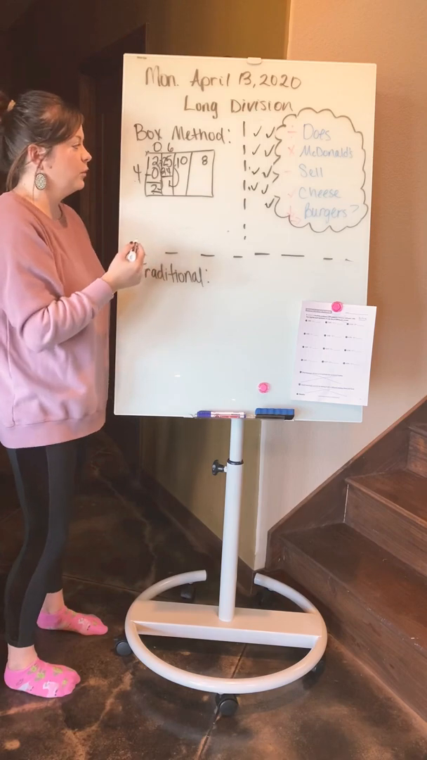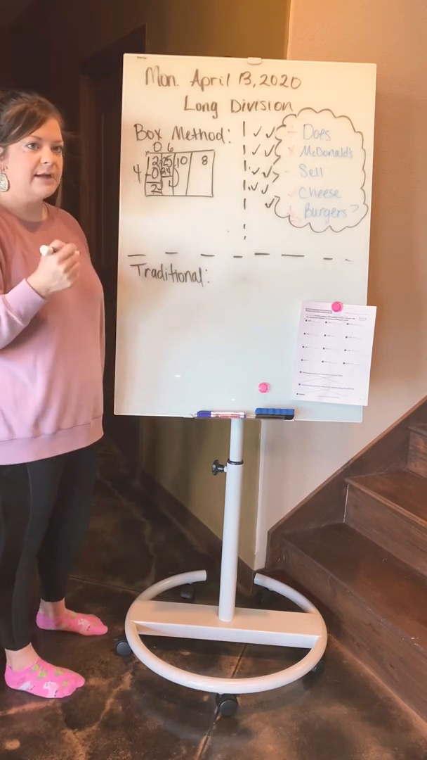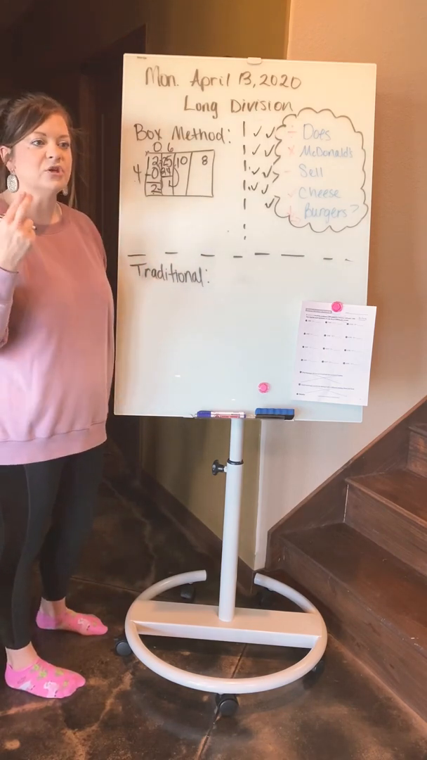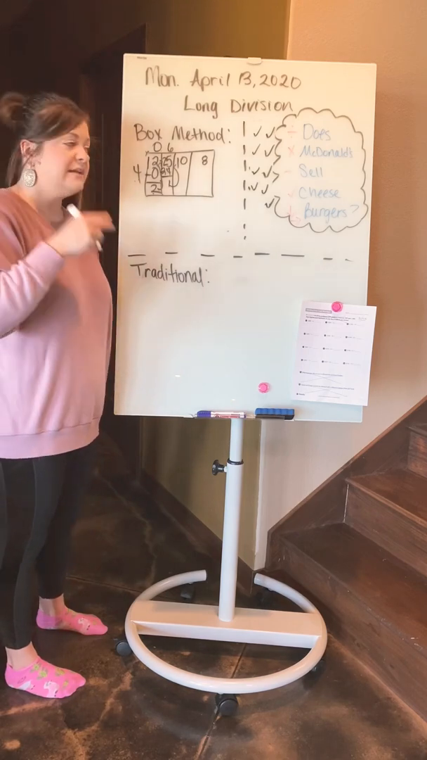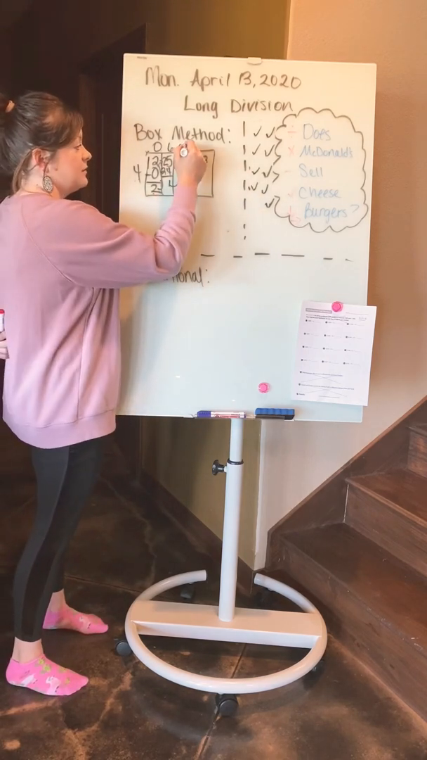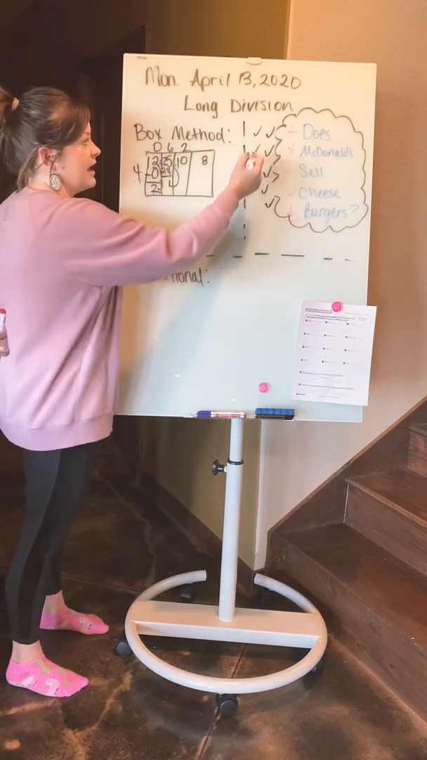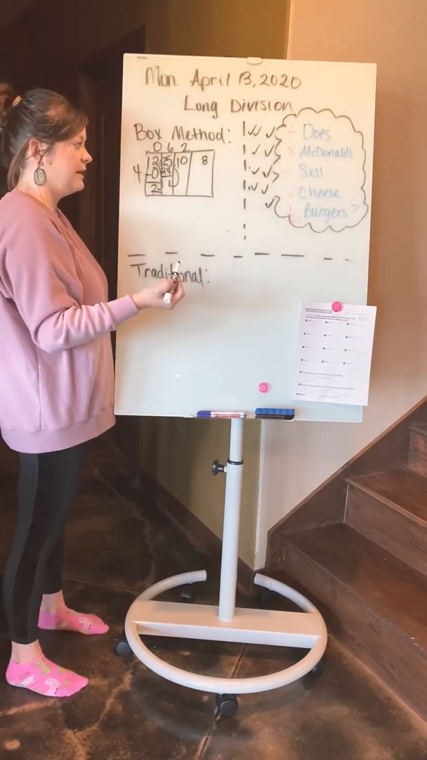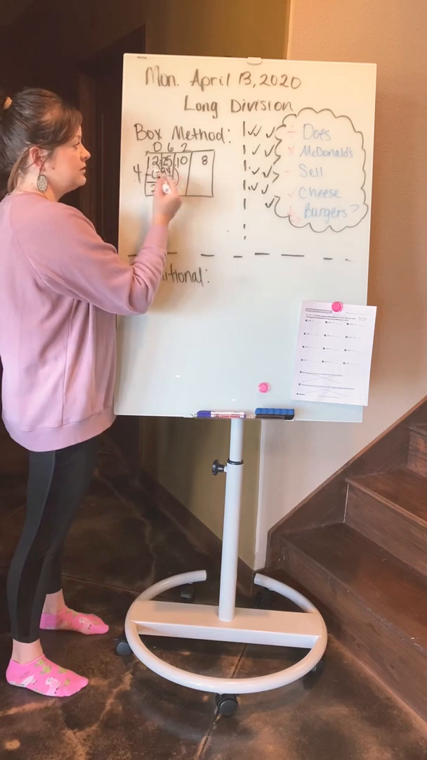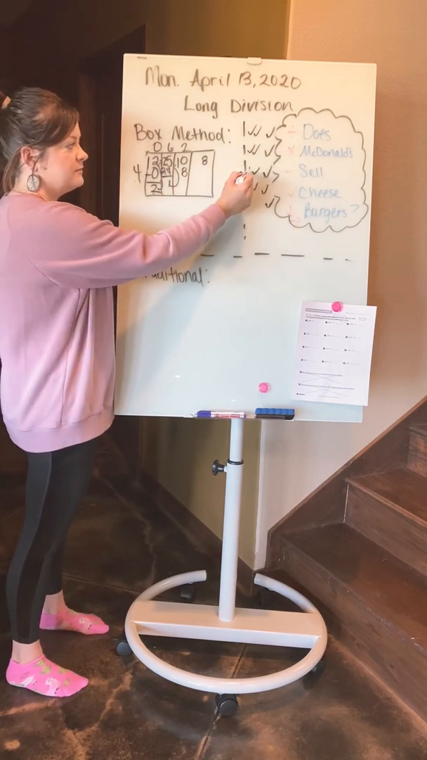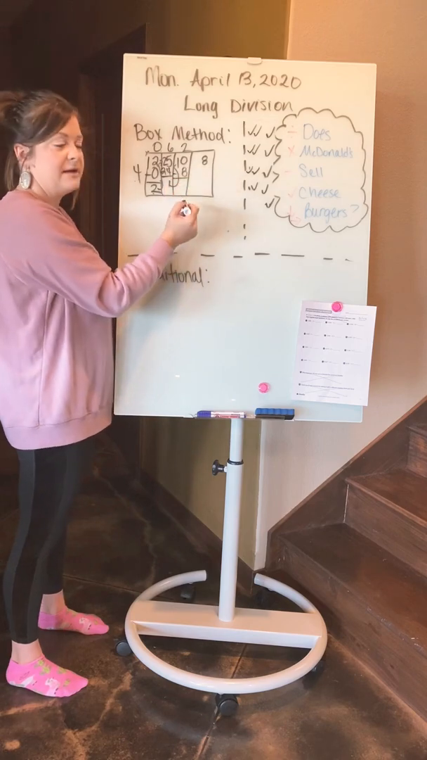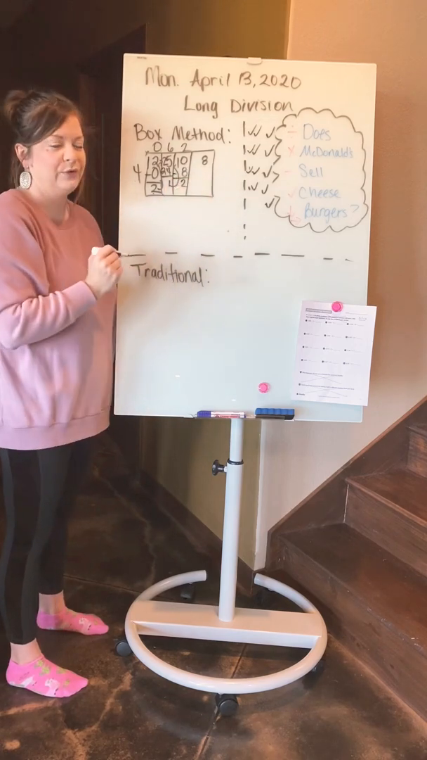How many times will 4 go into 10? Well, 4 times 1 is 4. 4 times 2 is 8. 4 times 3 is 12. Okay, so I need to go back to 2 times. 4 will go into 10 2 times. So I'm divided. Now I need to multiply. 2 times 4 is 8. Next step, subtract. 10 minus 8 is 2.